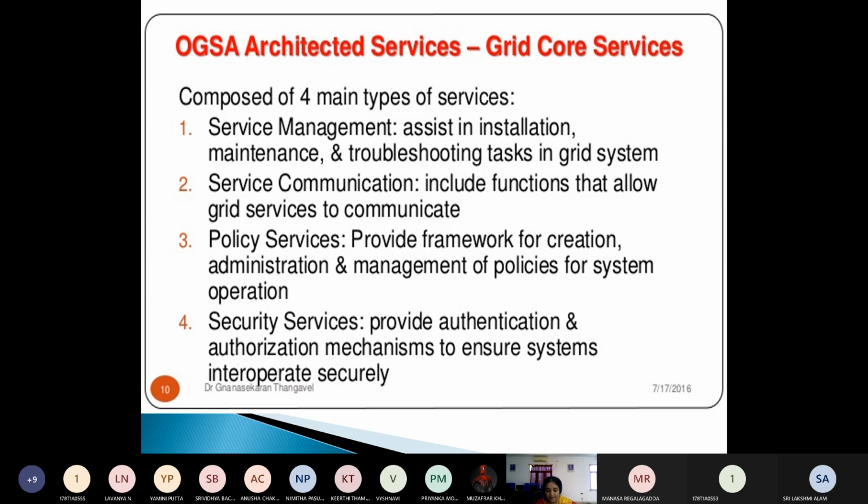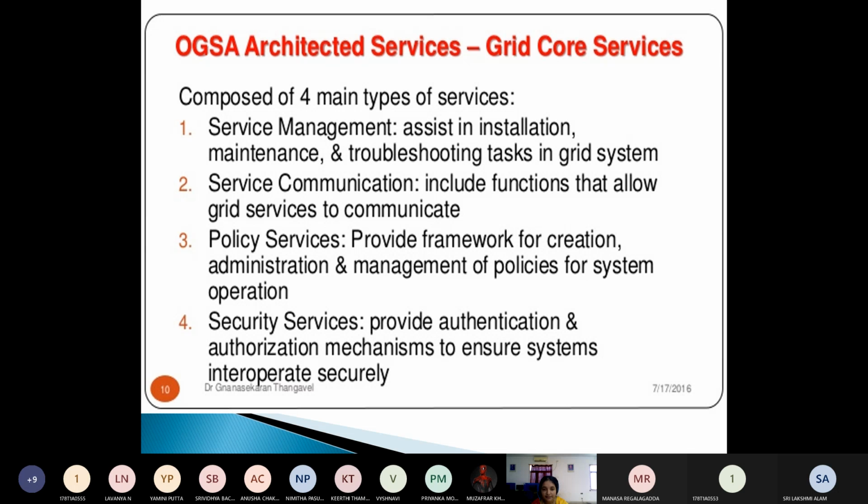What is meant by service management? Service management is nothing but assisting in installation, maintenance, and troubleshooting tasks in grid systems. These are the different tasks we do in the grid system. That is called service management.